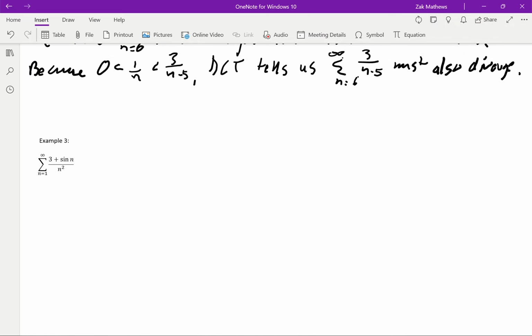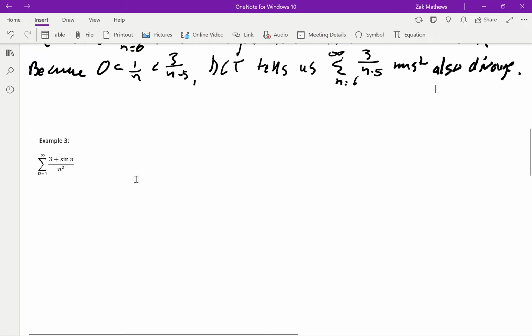So example 3, we have a series n equals 1 to infinity of (3 plus sine n) over n squared. And once again, I'm going to use the direct comparison test. So just a second ago, you probably saw what's coming in the next video, limit comparison test. I will say that a lot of these could be either the direct or the limit comparison test. One exception to that: direct comparison test is much, much easier anytime we have these trig functions.